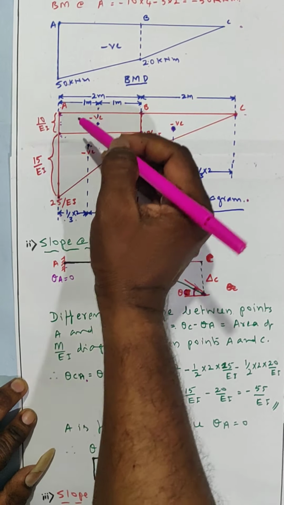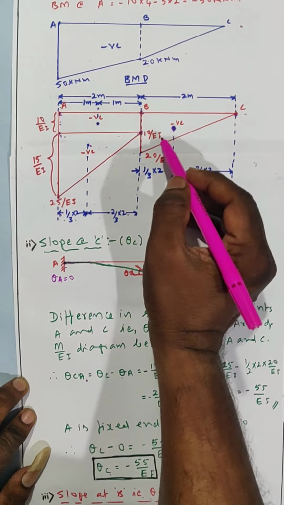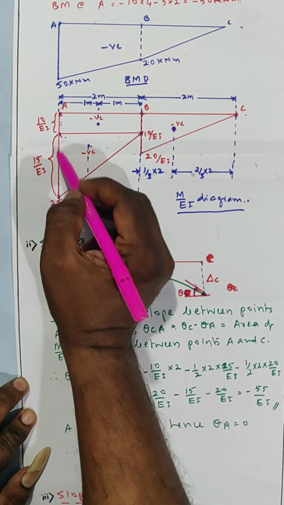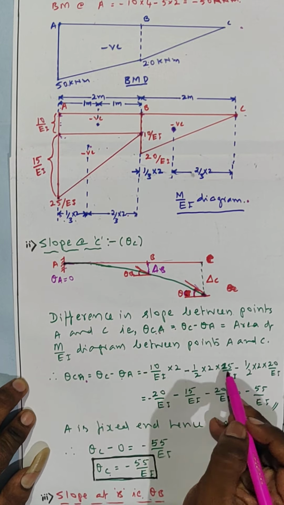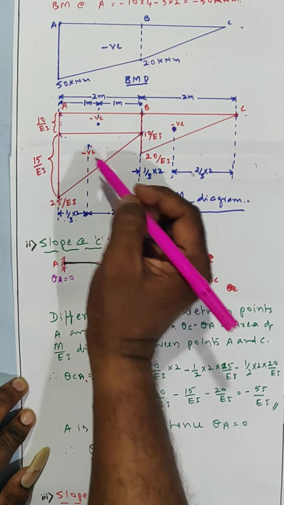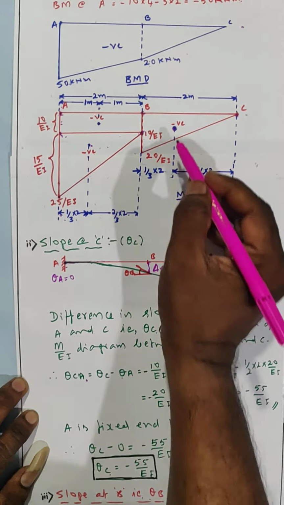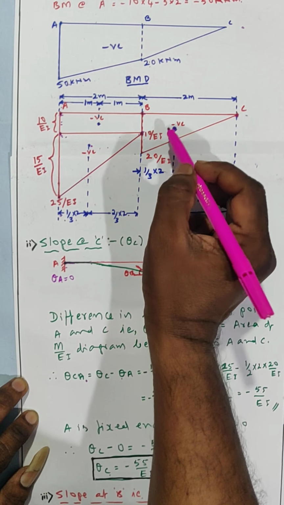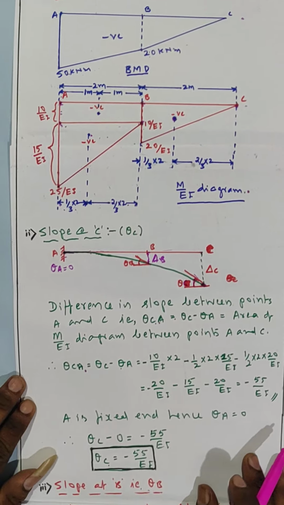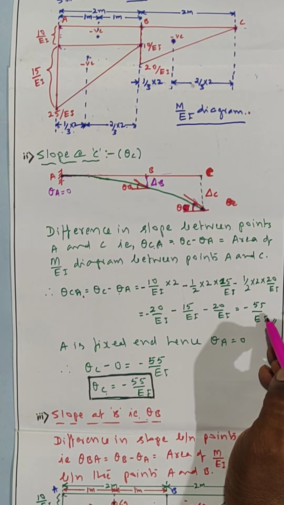Since the negative values, all the diagram is negative below, I am taking with the same sign, negative. Next, this triangle area I am taking, half into base into height, half into 2 into 15 by EI. This area also is negative, I have taken it with the negative sign. Next, this triangle, half into 2 into 20 by EI. I calculated this came nearly minus 55 by EI.